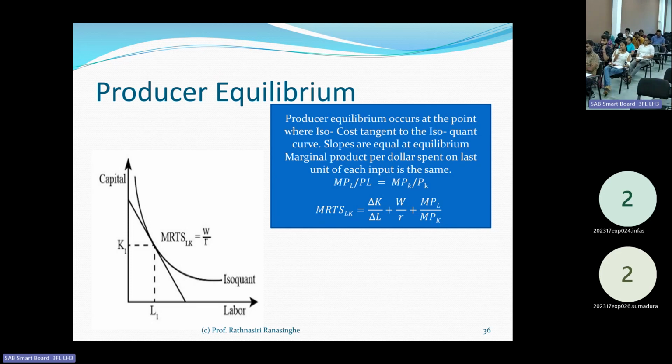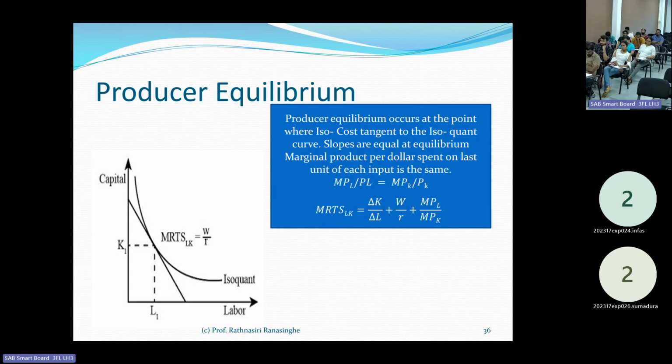So the producer decides how much labor and how much capital to incorporate at this point. That is the output maximization point, the cost minimization point. This is the efficient point, the economically efficient point. In other words, it explains the economic efficiency, where the producer decides the cost minimizing output level. So that gives the slopes of the two curves equal.